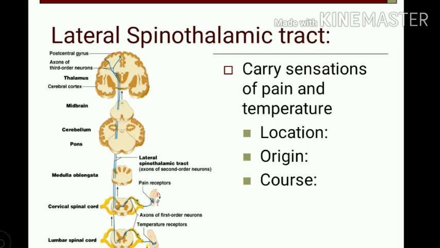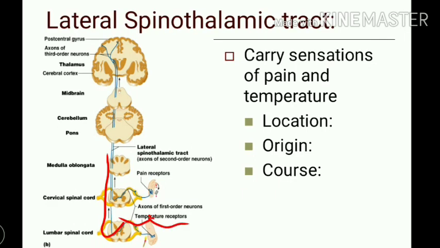Next is the lateral spinothalamic tract. They carry the sensation of pain and temperature. As the name suggests, lateral, they are located in the lateral white column, and you can see they ascend through it. Origin: they arise from the dorsal grey horn, laminae 1, 4, 5 and 6. First order neurons are the same as we have discussed, the dorsal root ganglion.